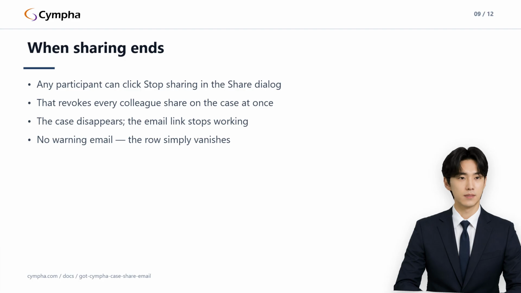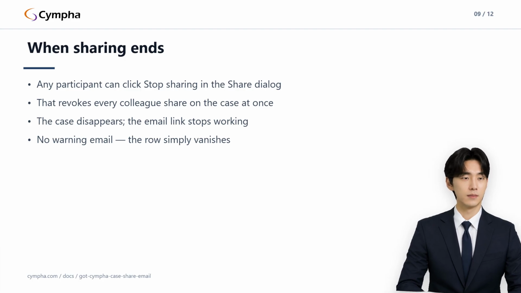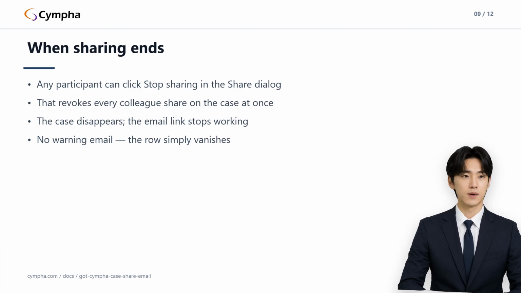When it happens, the case disappears from your dashboard, and the link in the original email stops working. There is no warning email, and no notification of any kind. The row simply vanishes. So if a case you were reading yesterday isn't there today, this is very likely what happened, and it isn't a bug. Reach out to the case owner if you think it happened by mistake. They can share the case with you again in a few seconds.